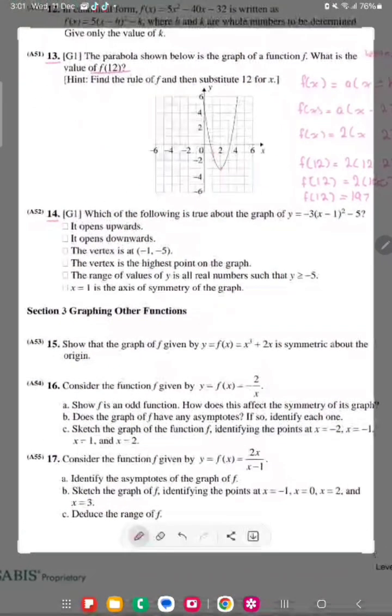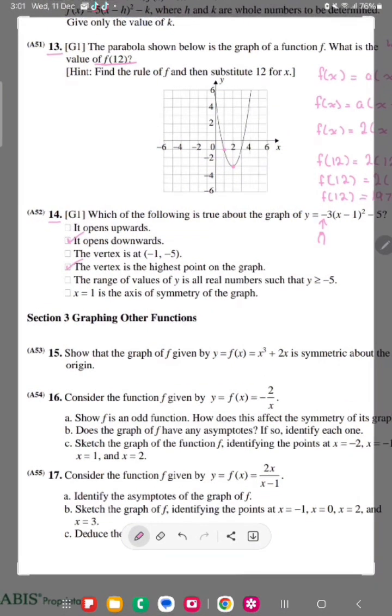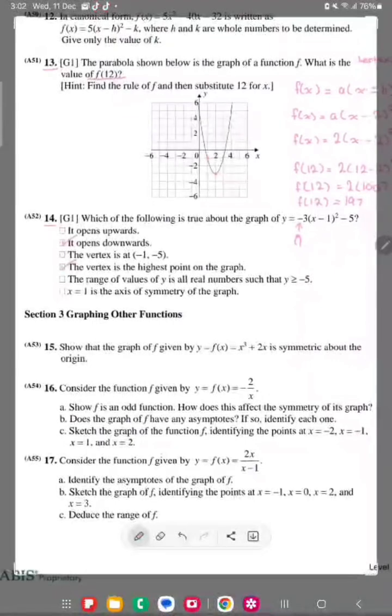Now question 14, they're asking you which of the following are true. Since it's negative, it opens downwards, so this, and it has the highest point on the graph, and this. Then x equals 1 is the axis of symmetry, because here you take the opposite, you don't take -1, you take positive 1. If they gave you x plus 1, the axis of symmetry would be x equals -1, so you always take the opposite sign.